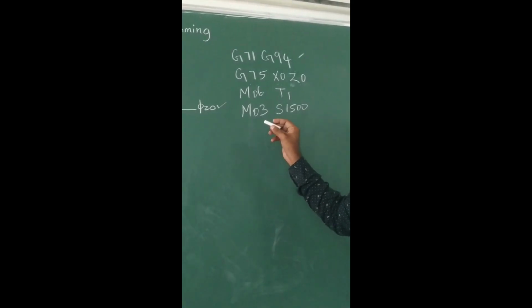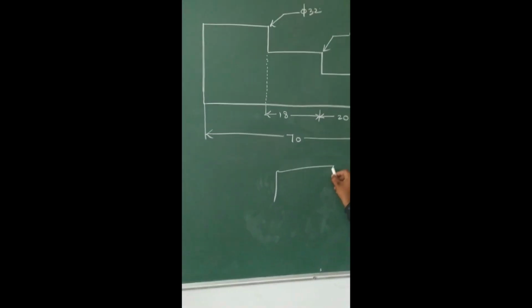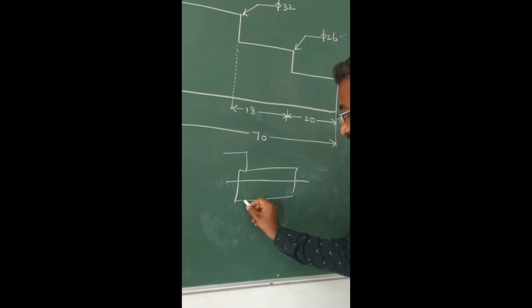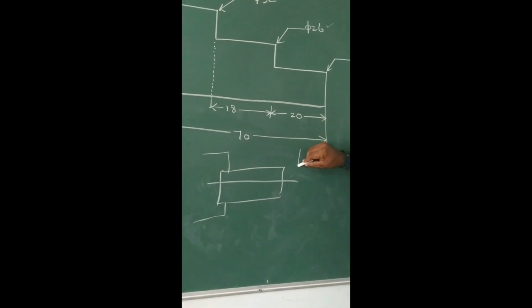Now we have to position the tool. For example, this is the workpiece, which is fixed on the spindle, so this is the spindle. I am going to place the tool here.